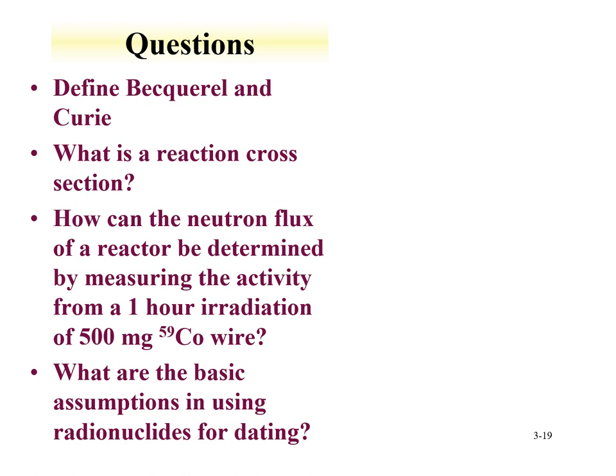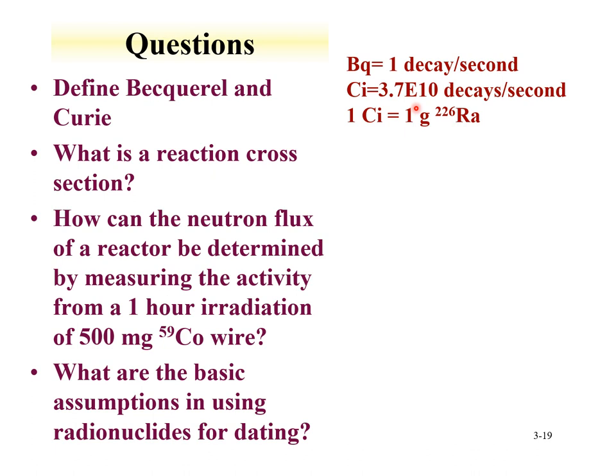Other terms, conditions, questions you should be familiar with. What's a becquerel? Well, a becquerel is one decay per second. A curie, what's a curie? 3.7 times 10 to the 10th decays per second, and a curie comes from a gram of radium. What's a reaction cross-section? It's the probability of a nuclear process. The value is in barns, where one barn is 10 to the minus 24 centimeters squared.